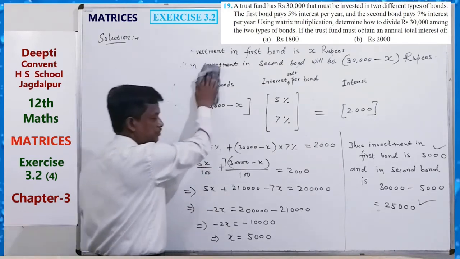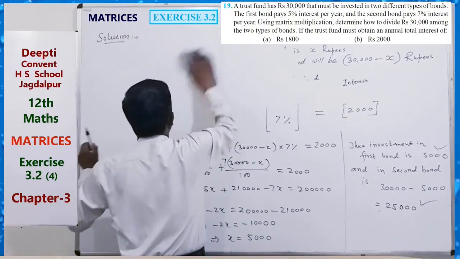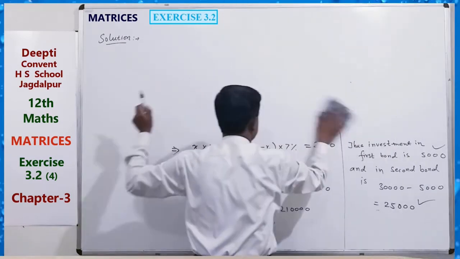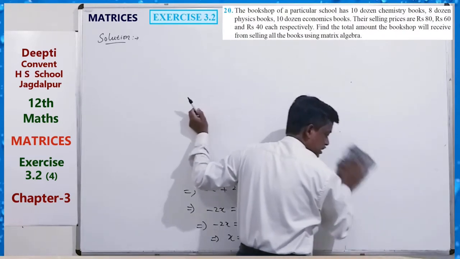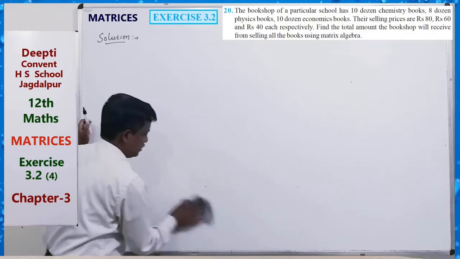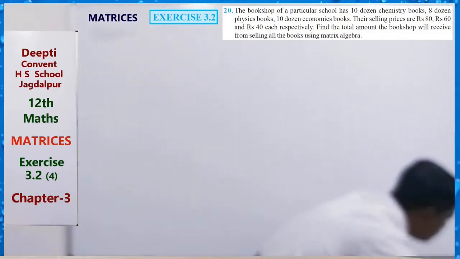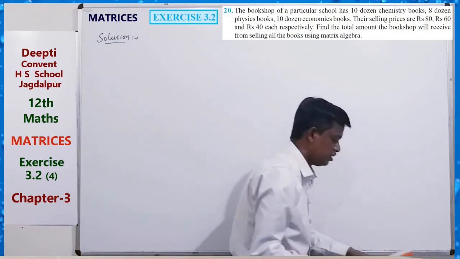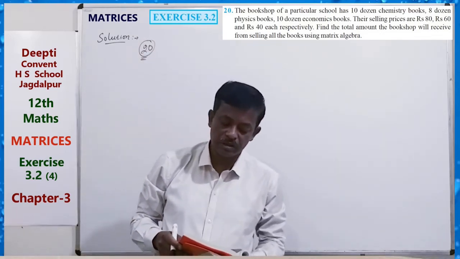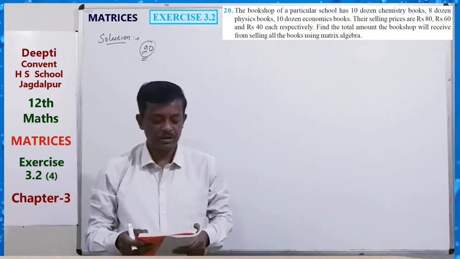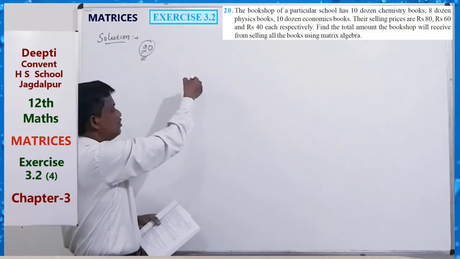Now, question 20. A bookshop of a particular school has 10 dozen chemistry books, 8 dozen physics books, 10 dozen economics books. Here too we have to use the matrix multiplication rule, so we can represent the number of books in a very simple way.